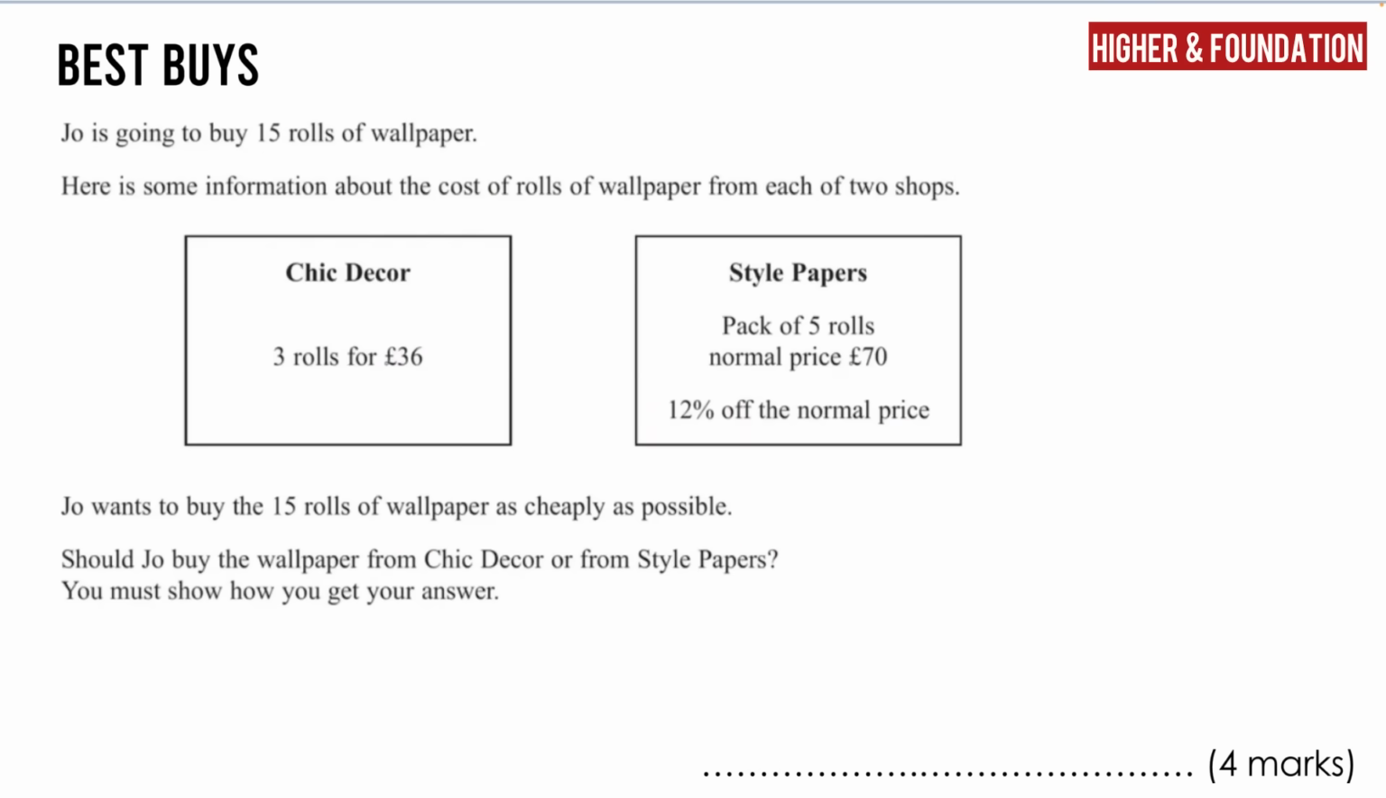So when looking at best buys, we want a comparable amount for both things. Here we're trying to buy 15 rolls of wallpaper and we have two different options. So here, if we have 3 rolls, we'd have to times this by 5 to get our 15, and £36 times 5 is £180. On the other option, we can buy packs of 5, so here we'd have to times this by 3. But we do also have this 12% discount which we can have as well.